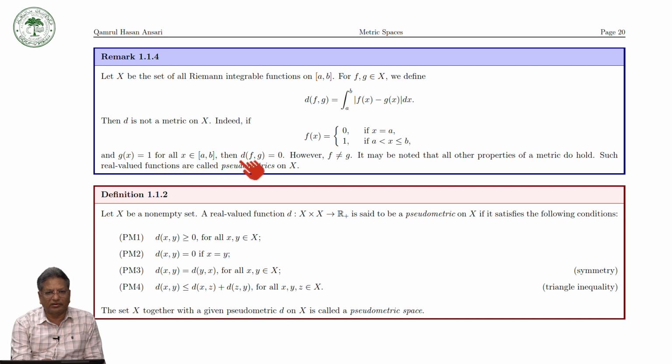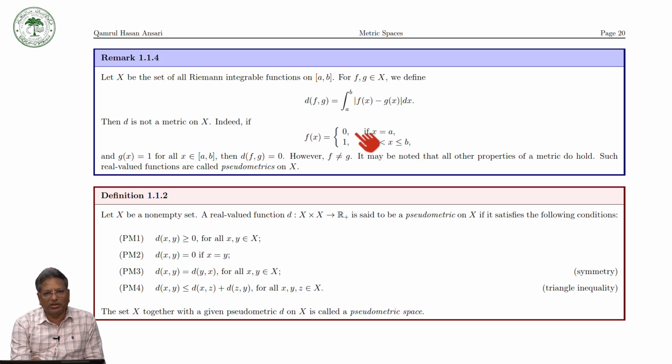Now let us calculate d(f,g) by using this formula. So when we use this formula, what will happen? It will be equal to 0. We will see that of course if x is equal to a, then it is equal to 0. And for all the rest, this is equal to 1, and taking the limit from a to a, this is equal to 0, and when x lies between a and b, this is equal to 1 and this is equal to 1, so it is equal to 0.